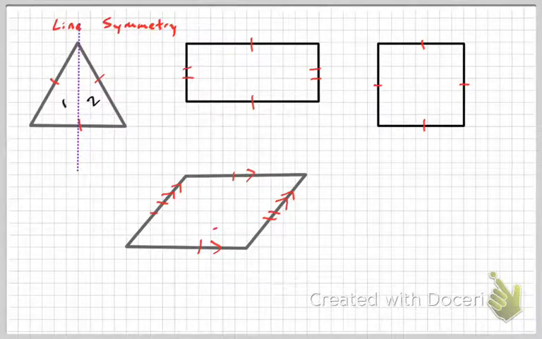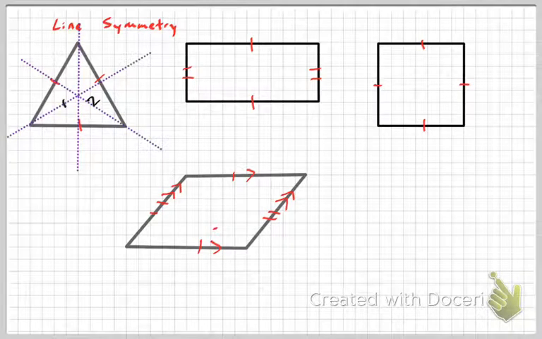Again, if I were to fold it over that dotted line, these edges would match up exactly with these edges over here. However, there's more than one line of symmetry. I could also draw it going this direction. So I could fold it over that line as well. And you guessed it, I have another one here. So there are actually 3 lines of symmetry in this equilateral triangle. Okay. Now let's look at the rectangle.